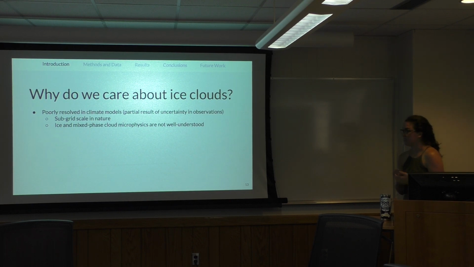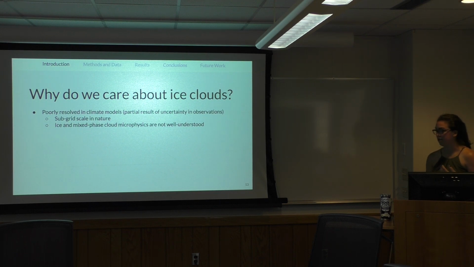However, these types of ice clouds are poorly resolved in climate models. Partially, that's a result of uncertainty in observations. So they're subgrid scale in nature, as we saw from images, and their ice and mixed phase microphysics are not very well understood.